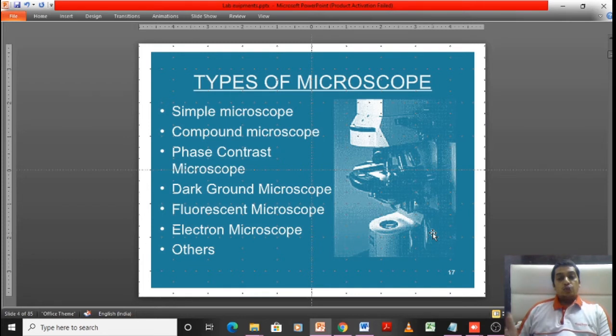And then on the source of illumination, that is the source of light, they are further divided into light microscopes and electron microscopes. In electron microscopes the source is electrons, whereas in the light microscope it is light. Today we will learn a little about the compound light microscope. The light microscope is further divided into different types, like bright field, dark field, phase contrast, and fluorescent microscope. And one is the laser confocal microscope.